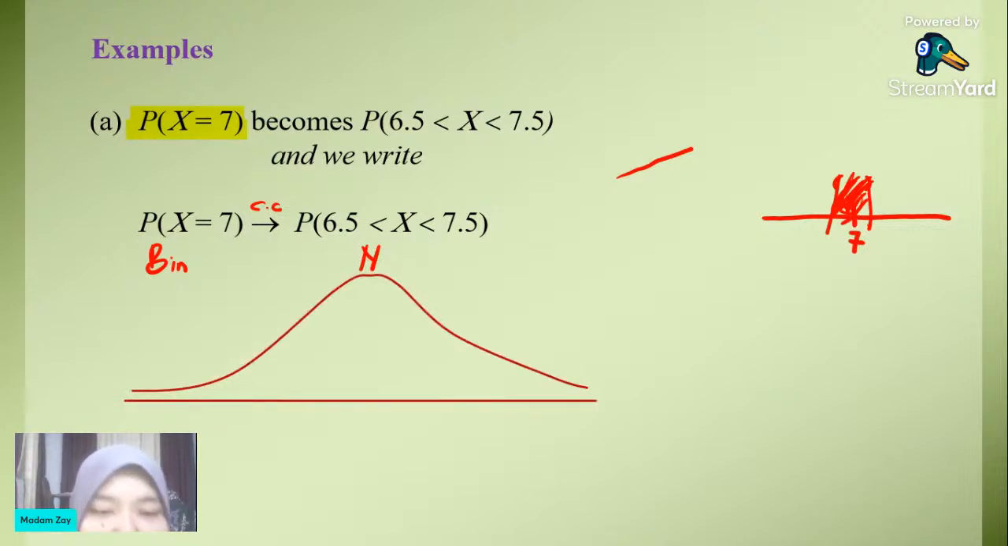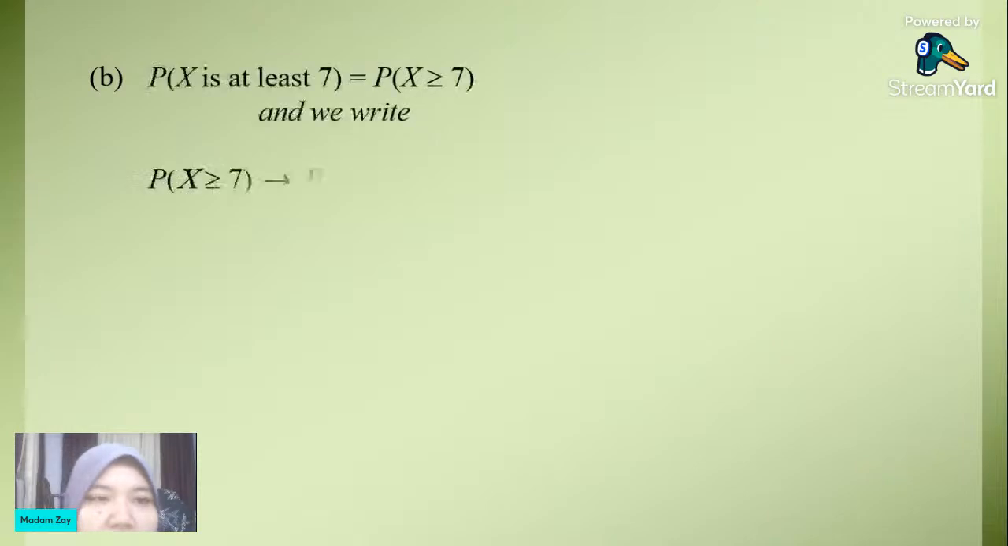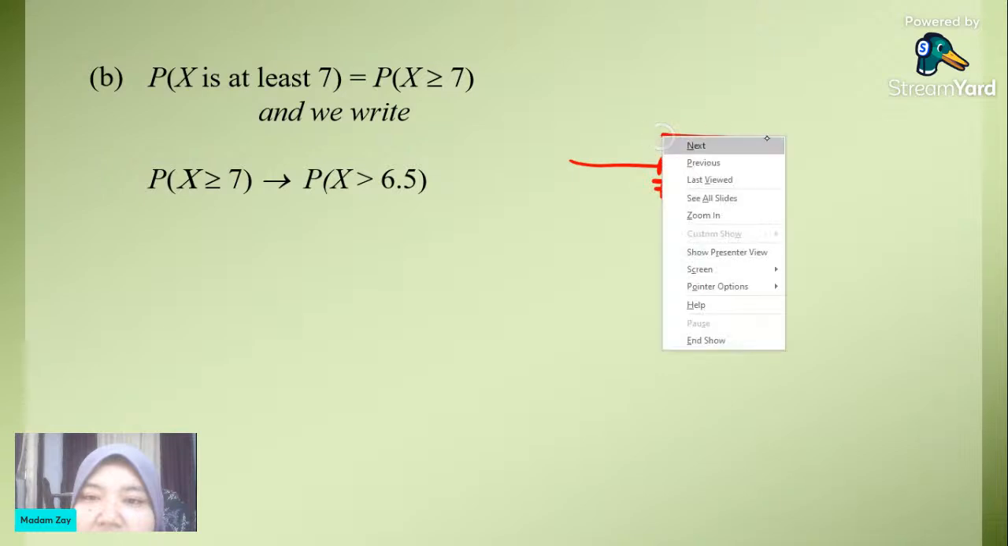Okay, so let's see, this is our graph, right? So 7 here, we need to include all the value on 7. So we have to take before 7, which is 6.5 up to 7.5. Okay, so how about this? X is at least 7. So x at least 7 is equivalent to x more than or equal to 7, right? We rewrite it as probability of x more than or equal to 7. So we have 7, okay, 7 and above.